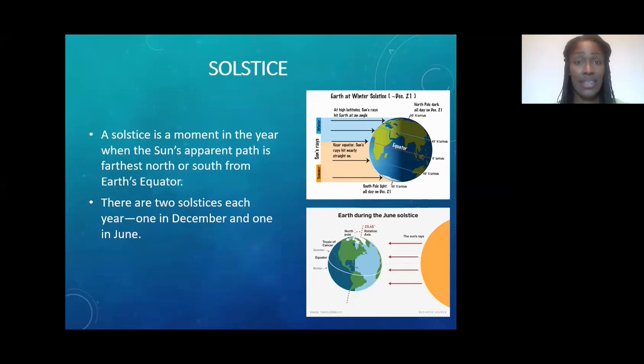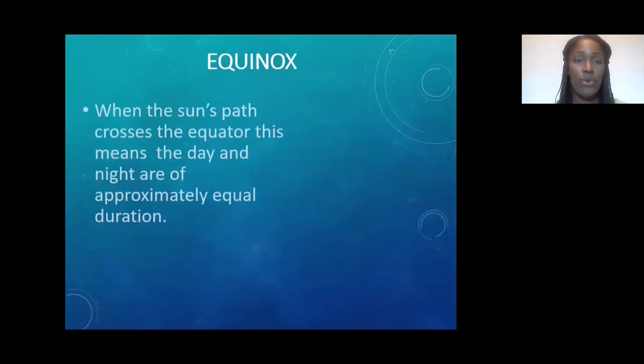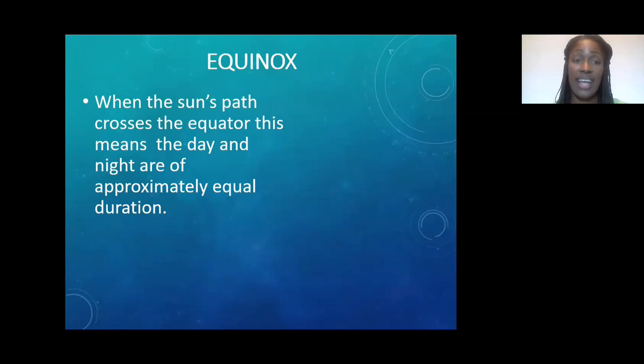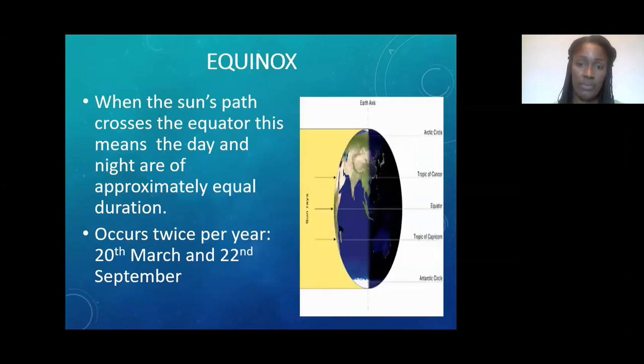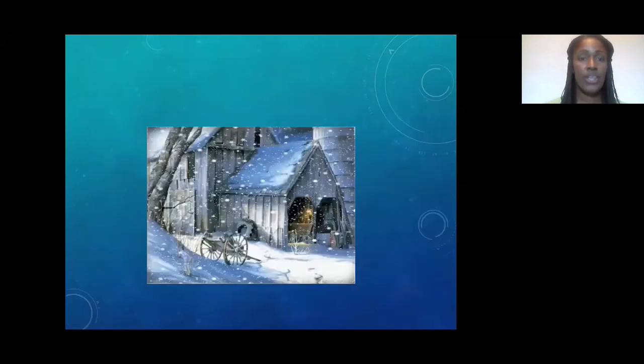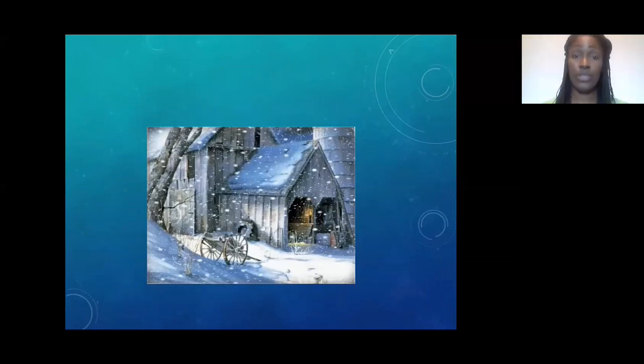Now let's look at the equinox. When the sun path crosses the equator, this means the day and night are equal or approximately equal. It occurs in March and September. This is where we get the other two seasons. So you can see here, the earth has equal length of sun rays on it. So now do we see how we get the 4 seasons based on the rotation and revolution of the earth? Let's look at the seasons themselves.